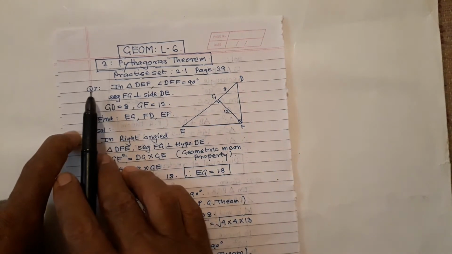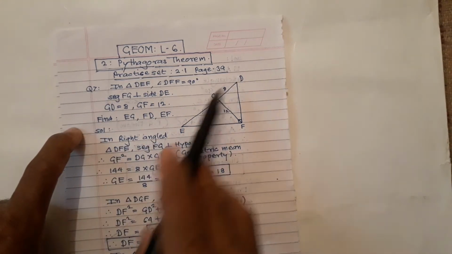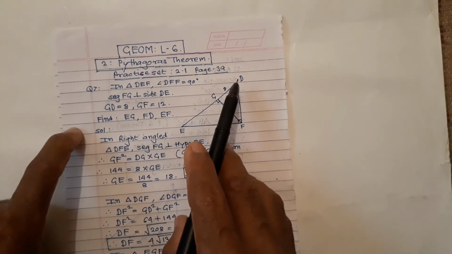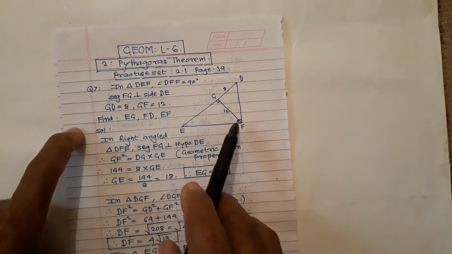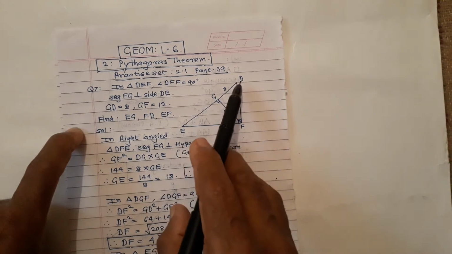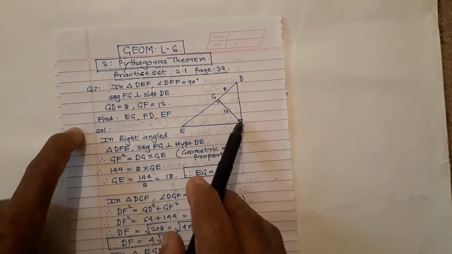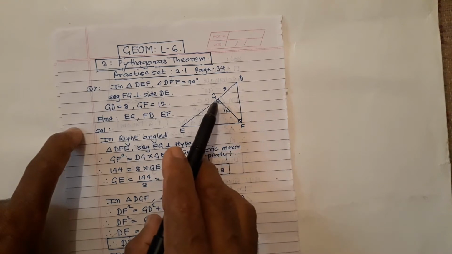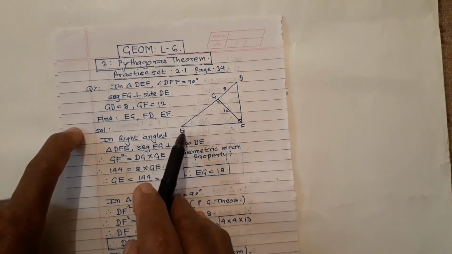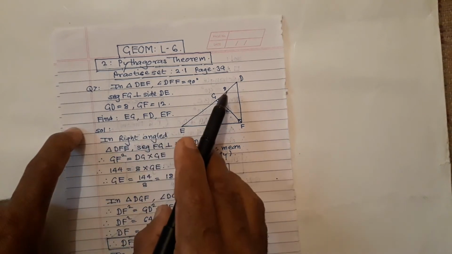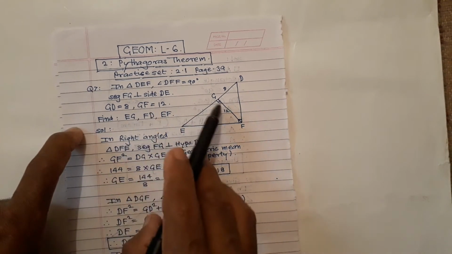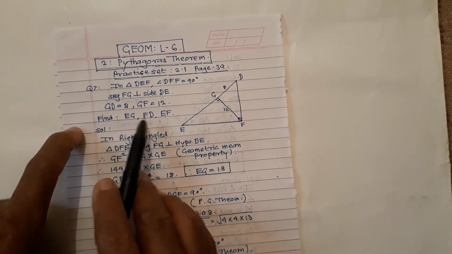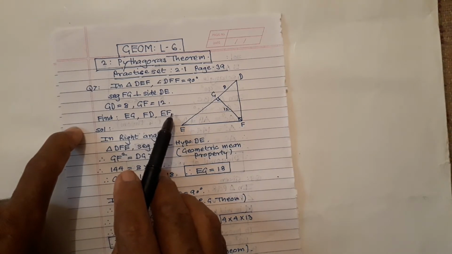Okay, example number 7. Now, this is a figure given. In this figure, triangle DFE is right angled at F, means angle DFE is equal to 90 degrees, given. Then side FG is perpendicular to side DE, given. GD is equal to 8 and GF is equal to 12, given. Find EG, FD and EF. Okay.